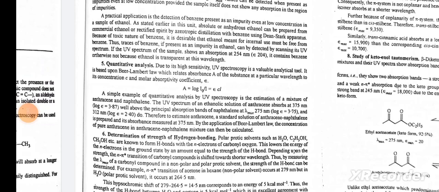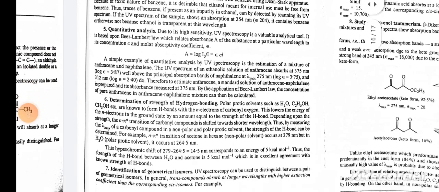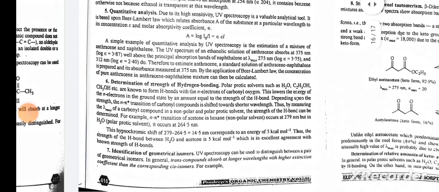Thus, traces of benzene, if present as an impurity in ethanol, can be detected by scanning its UV spectrum. If the UV spectrum of the sample shows an absorption at 254 nm, it contains benzene, otherwise not, because ethanol is transparent at this wavelength. Quantitative analysis. Due to this high sensitivity, UV spectroscopy is a valuable analytical tool. It is based upon the Beer-Lambert law, which relates absorbance A of the substance at a particular wavelength to its concentration C and molar absorptivity coefficient.